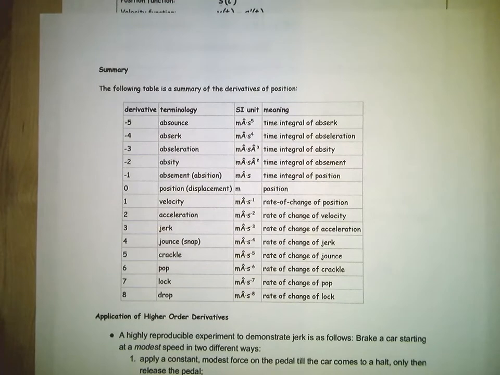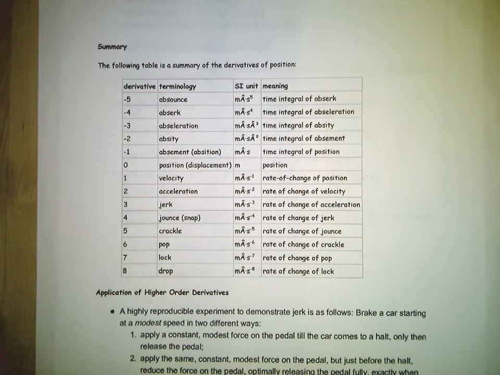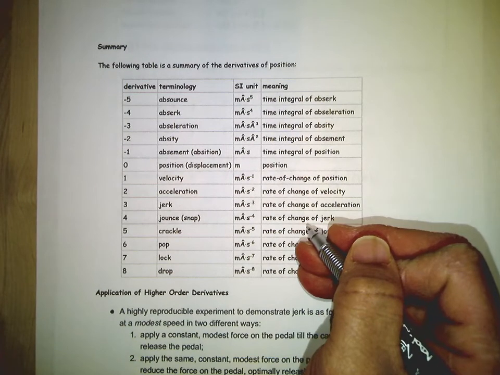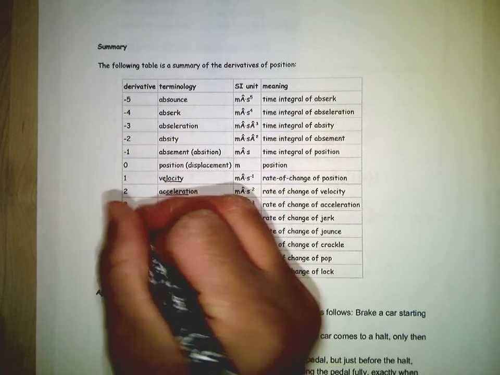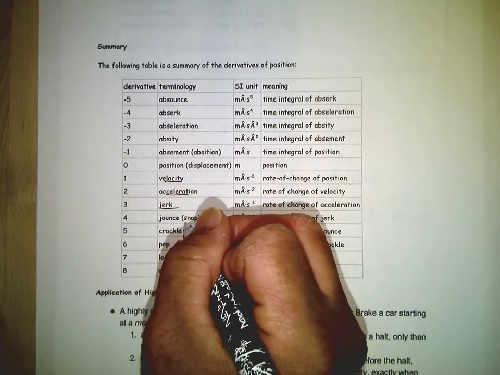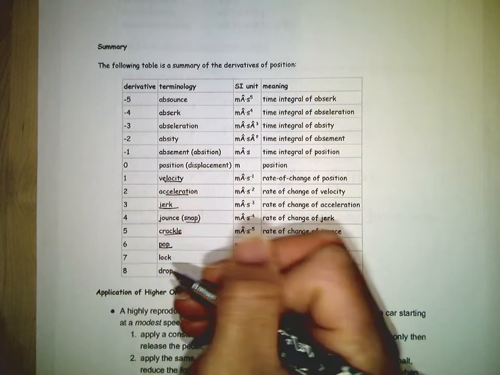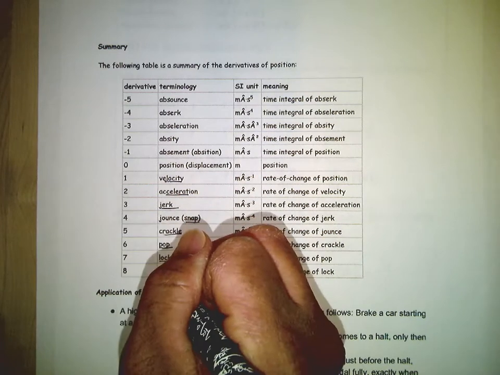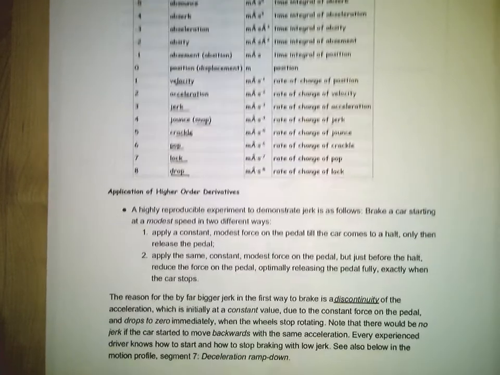So now you can see some of the other derivatives are summarized here. Velocity, acceleration is the second derivative, third derivative jerk, the fourth derivative the jounce or snap, fifth derivative crackle, sixth derivative pop, seventh derivative lock, and eighth derivative drop. All right, so there are lots of different uses for the higher order derivatives, and you can read more about it here if you would like to.